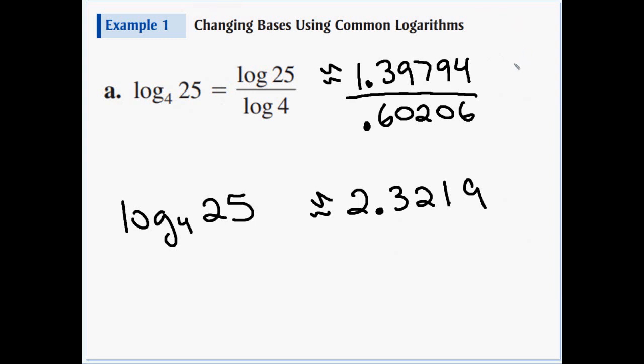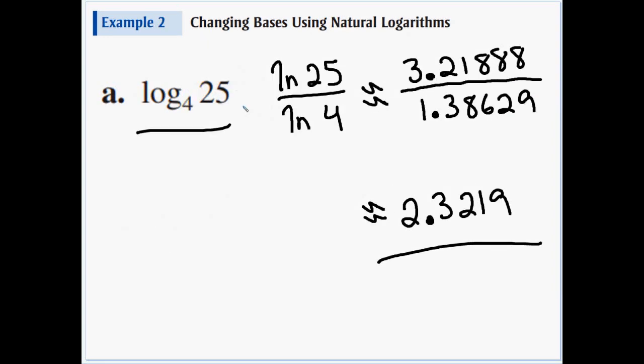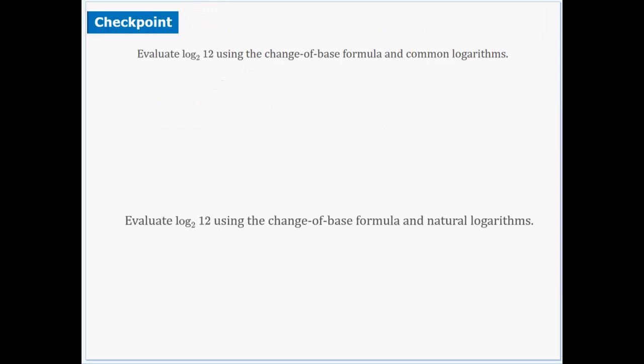If I click back to example 1, notice our numerator was about 1.4, our denominator was 0.6. Here our numerator was 3.2, our denominator was 1.3. Different numerators and denominators, but they divided out to be the exact same answer. Isn't math beautiful? So here, pause the video and give these a try. Do the exact same thing that we saw in the example.